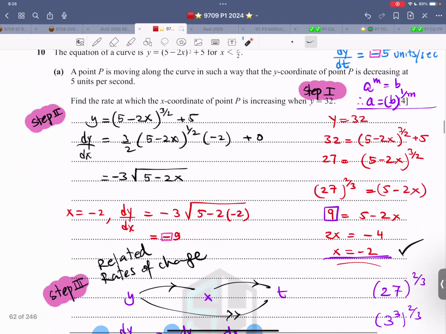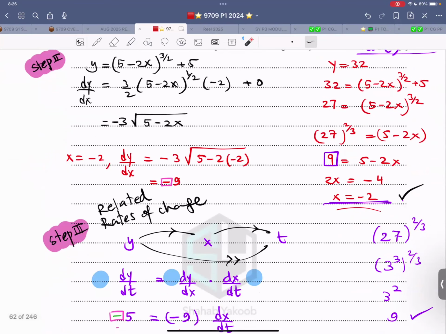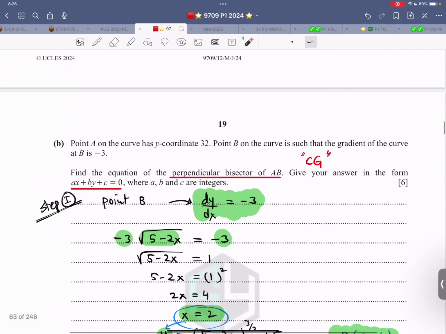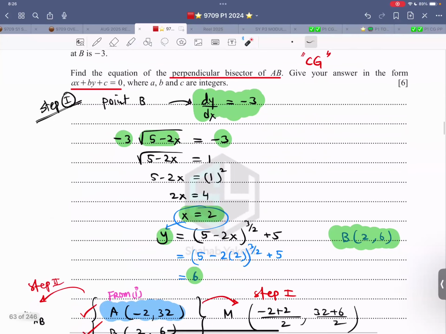So x is minus 2, and the gradient of the curve is also given. Point B is different, point A is different. So for point B, we are looking for this perpendicular bisector. Now for point B, what do I need? I need to find the x coordinate.